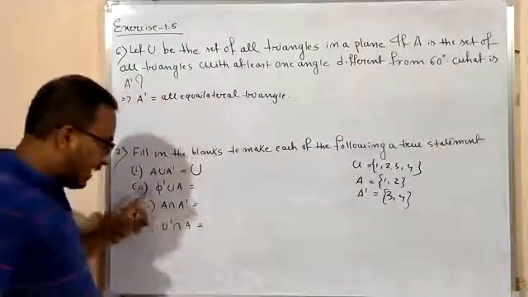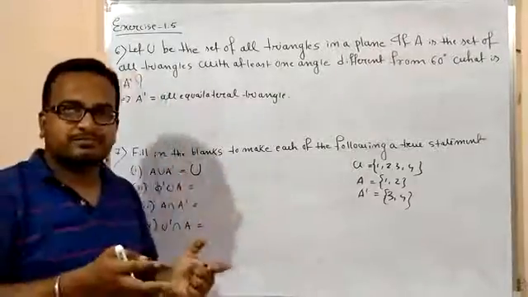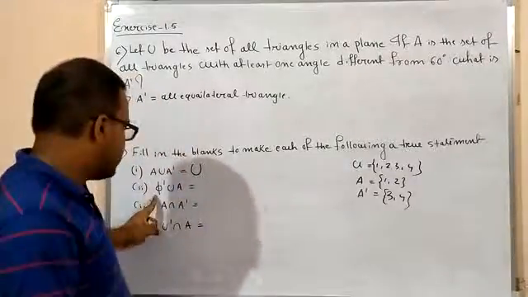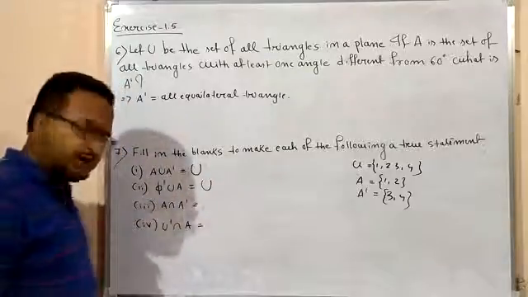Like phi complement is what? Phi complement means the entire universal set, isn't it? तो entire universal set के साथ अगर आप A का यूनियन लोगे तो क्या होगा? ये यूनिवर्सल सेट होगा, राइट?